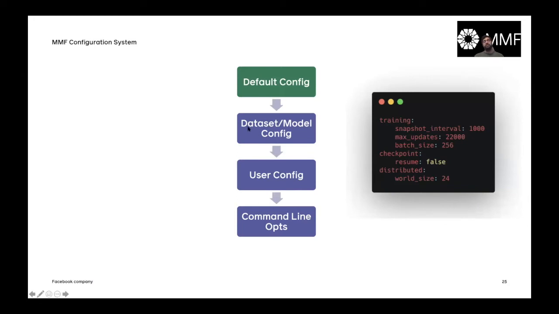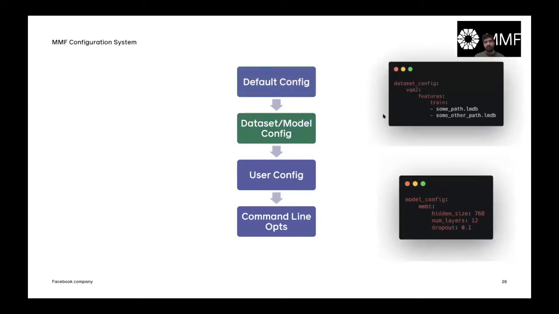By default we provide a config in /config/defaults, which contains all of the default parameters, something like training, snapshot interval, the maximum updates that are required, the batch size, then something around checkpoint and distributed. After this, specific stuff comes, like dataset and model configuration, which are very specific to the use case you are implementing. For example, for the dataset config of VQA2, you can have features for train in some LMDB and some as other LMDB.